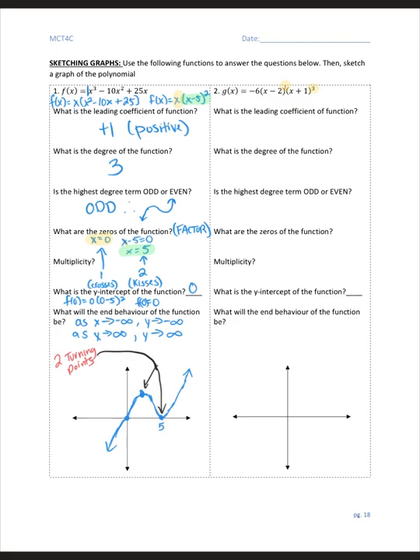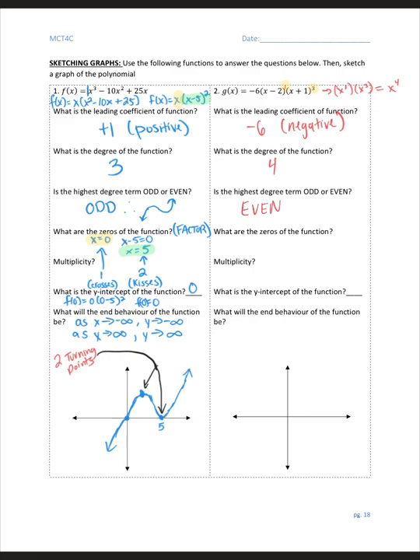So what is the leading coefficient? Our leading coefficient is negative 6. And remember, the important piece of that is that it's negative. That'll tell us something about our end behavior. What is the degree of our function? When we're trying to identify the degree, we have to see how many x's we have here and what the total is. So here we have an x to the power of 1 and an x to the power of 3. That tells me in total I have x to the power of 4. So the degree of my function is going to be 4. Is the highest degree term even or odd? Well, 4 is going to be even.